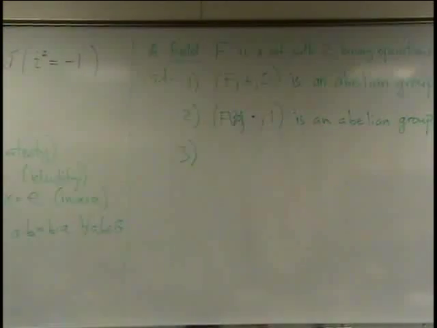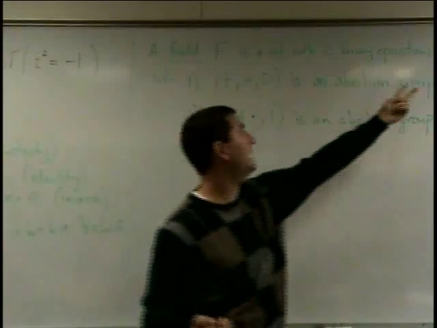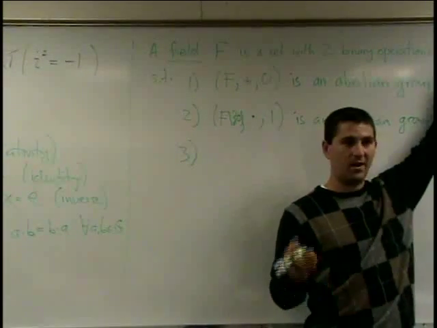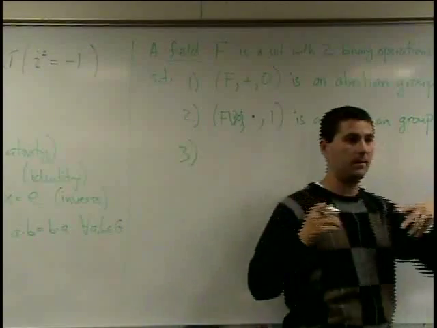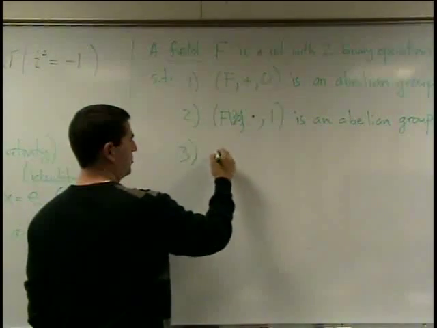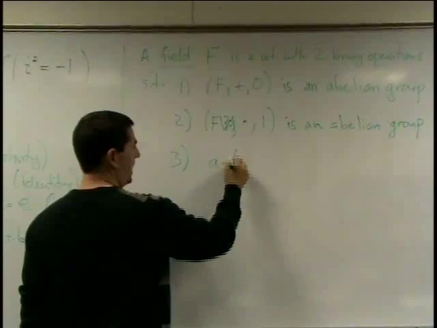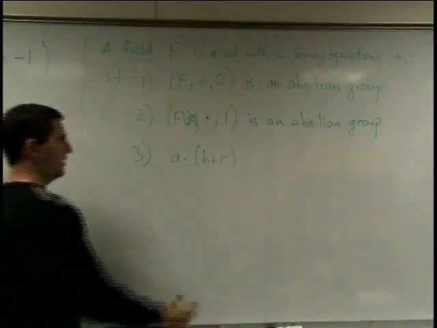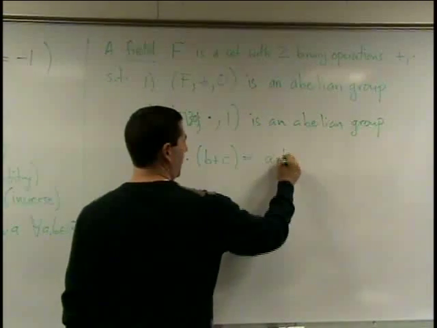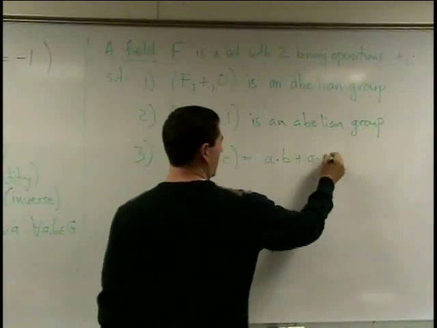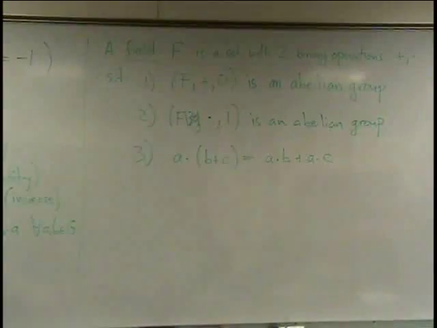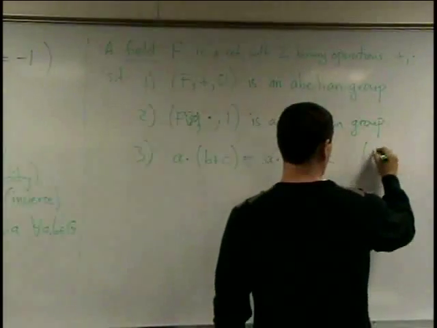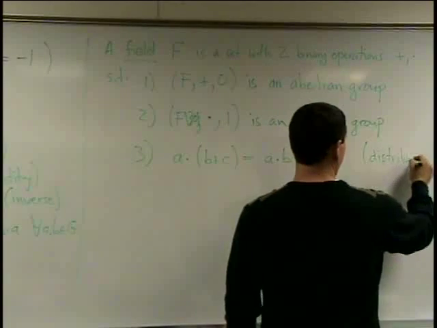Why is it important? The distributive property tells you how to relate the two binary operations. They're not completely independent of each other. That's the point. So what this should say is something like this. If you multiply a times b plus c, then this should be the same thing as a times b plus a times c. So this is distributivity.